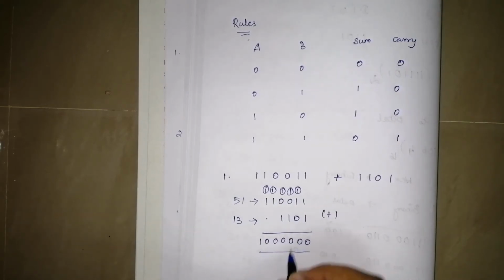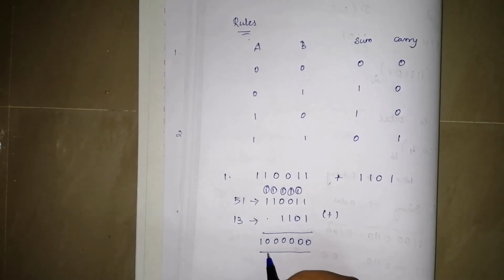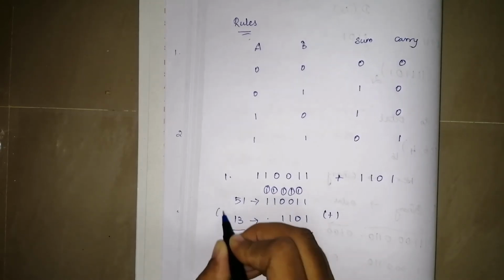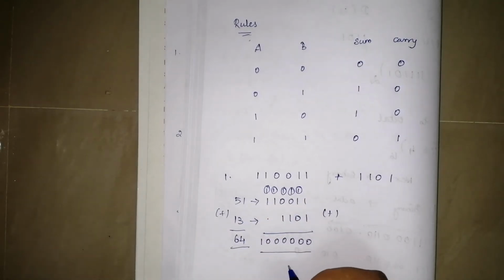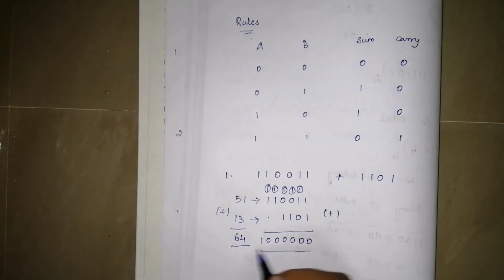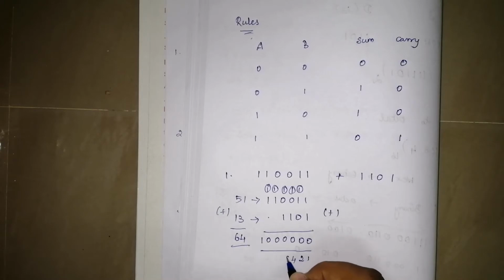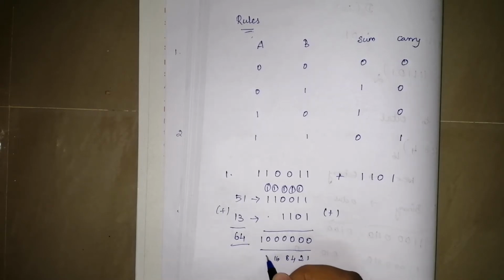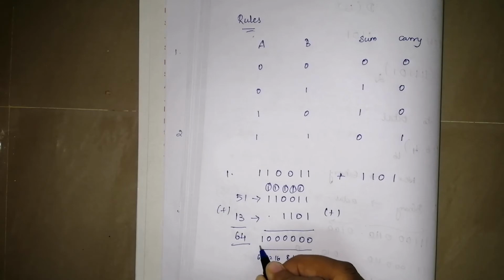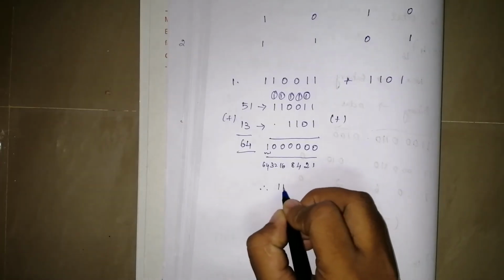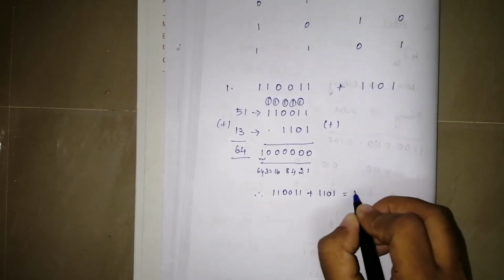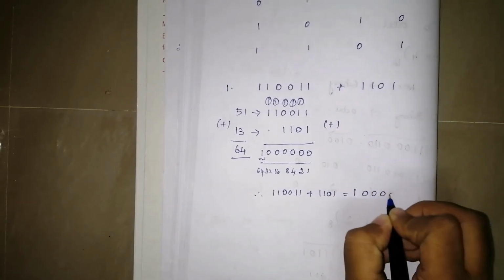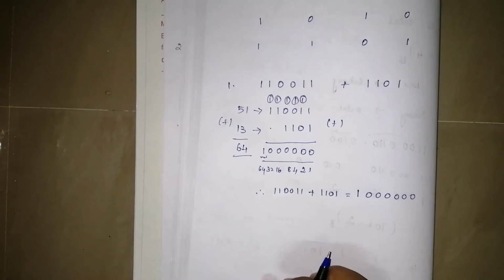So what is the decimal equivalent of this number? Before finding this, we will first add these numbers. 51 plus 13, it is nothing but 64. So we should get 64 here. We know the 8421 code method. Now using that, we can find the answer for this. This is 1, 2, 4, 8, 16, 32, 64. See, only for 64 it is 1. Therefore, the answer for this addition, 110011 plus 1101, is nothing but 1000000. We will see one more example.